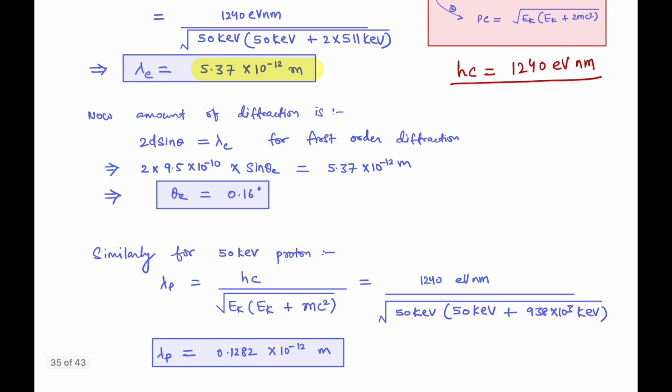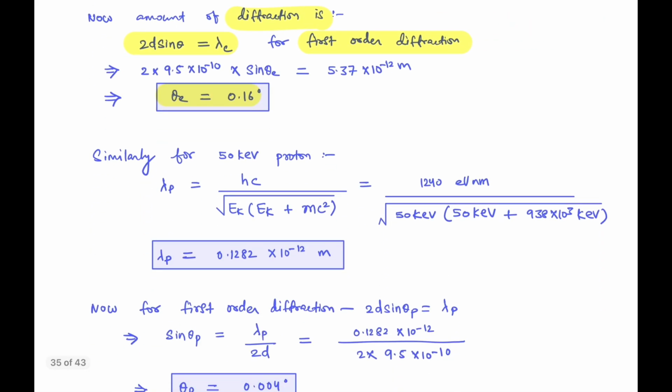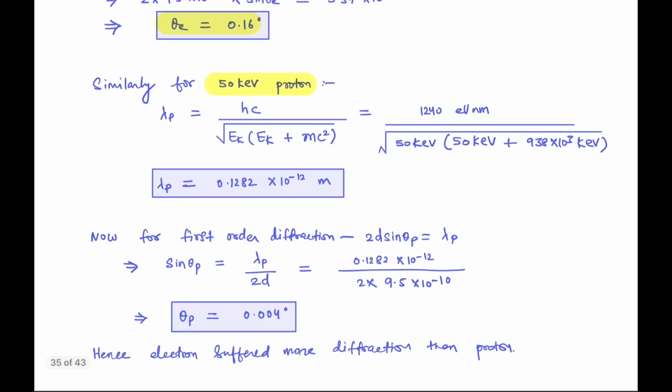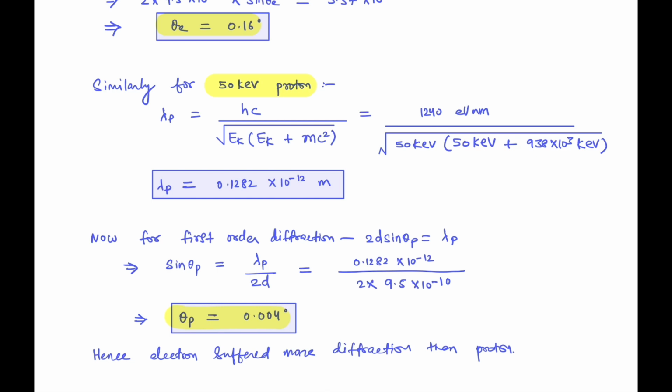To calculate the amount of diffraction, you need to calculate theta. So 2d sine theta is n times lambda, and n is going to be 1 because it is first order diffraction. When you calculate theta E, that is theta for the electron, it is going to be 0.16 degree. When you do the same mathematics for a 50 kilo electron volt proton, you get theta proton to be 0.004 degree. So the electron suffered more diffraction than the proton. That is the final result.